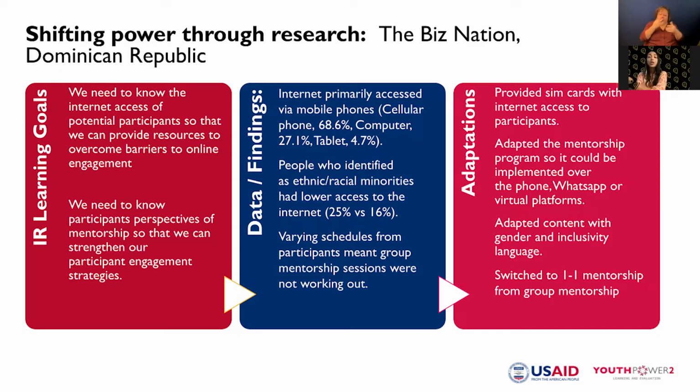So after collecting data and analyzing it, we found a couple of things. Number 1, internet was primarily being accessed from mobile phones. 68.6% of our participants had the possibility to access the internet with their phones, 27.1% via computer, and only 4.7% via tablet. People who identified as an ethnic or racial minority had even lower access to the internet. That's 25% versus 16%.